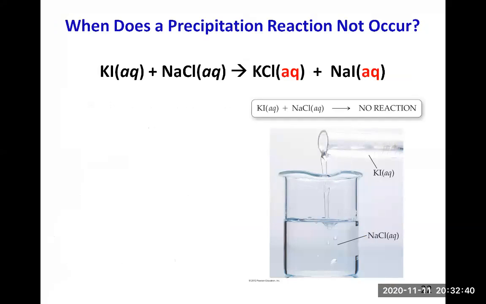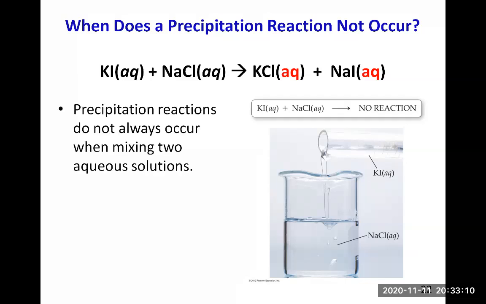So when does a precipitation reaction not occur? Here we have an example of two aqueous solutions mixed together. Those are two clear colorless solutions, KI and NaCl. When you mix them and the ions exchange partners, you obtain KCl, which is also an aqueous solution, and NaI, which is also an aqueous solution. So basically there is no reaction happening there.